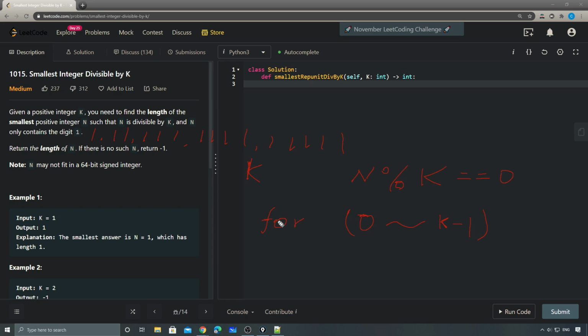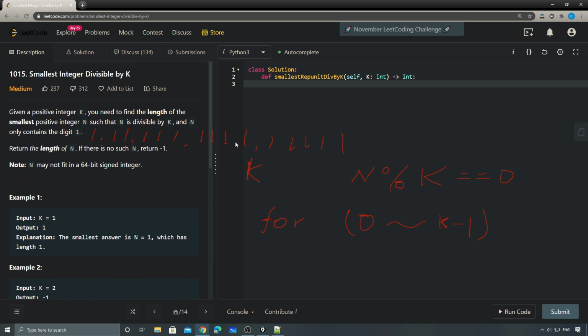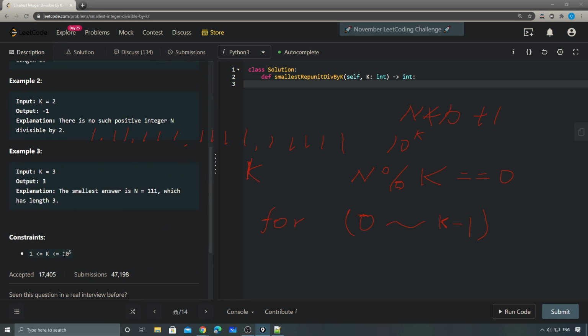And the second one is this constraint here. Keep in mind that k could be pretty huge. If we do this brute force way by multiplying n by 10 every time and then adding one, this n number will definitely overflow, because the biggest number is going to be 10 to the power of k. If k is this big, this number will definitely overflow.